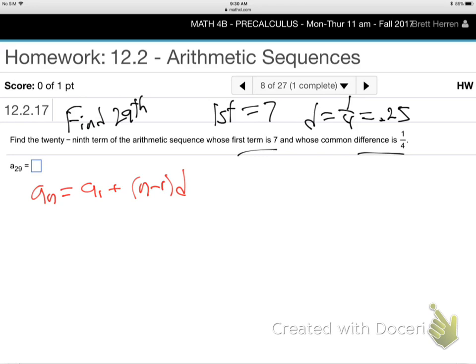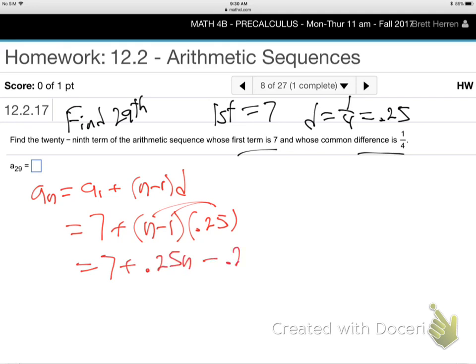So there's the formula. An is A1 plus n minus 1d. All right, first term, the A1 is 7, and the difference is 0.25. I'm just going to use a decimal. So what do we get? 7 plus 0.25n minus 0.25. So 7 minus 0.25, what is that? 6.75 plus 0.25n. There's the formula, and now we just plug into that formula the ordinal.